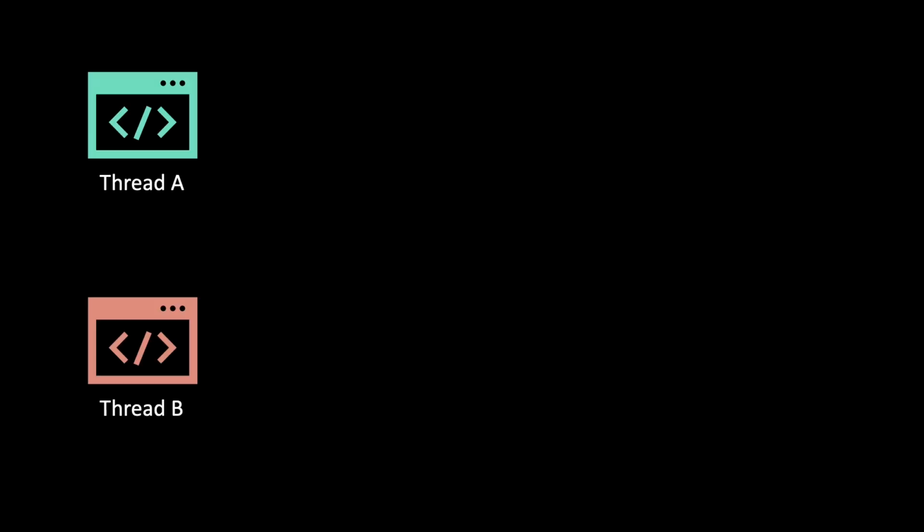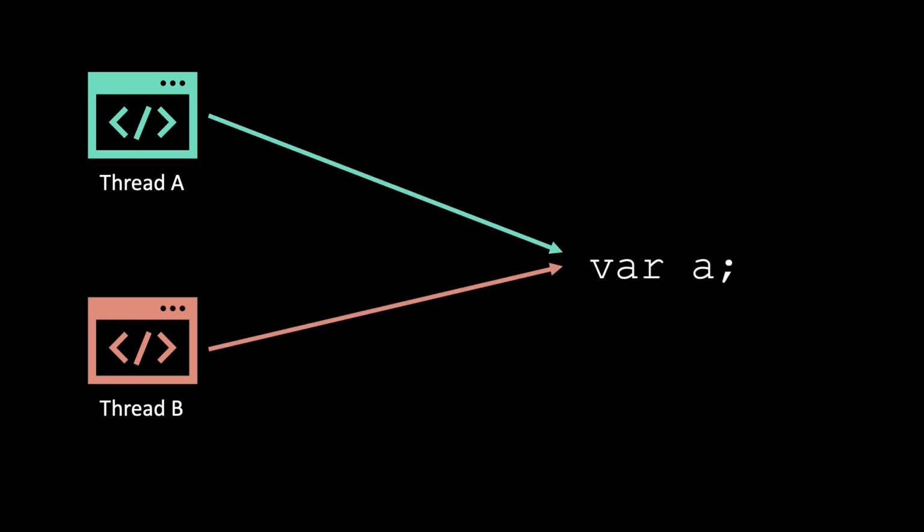So imagine two threads, thread A and B, both trying to update a shared variable. If thread A reads the variable, then thread B reads the same variable before A updates it, thread B's update could override thread A's, leading to inconsistent or incorrect data.